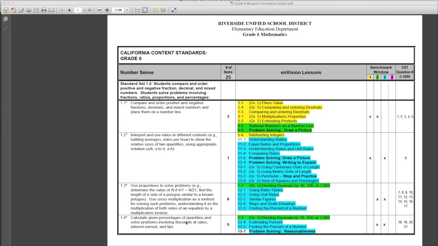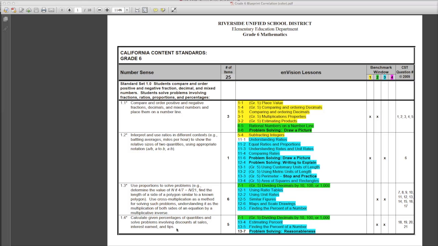It says calculate given percentages of quantities and solve problems involving discounts at sales, interest earned, and tips. Now, the actual addressing of that standard does not happen until 13.4 and on, and what's happening in 13.1, 2, 3, and 4, like I said before, is a review. You don't necessarily want to skip over those lessons. Obviously, you want to make sure that your students have a good understanding of what percent is before you get into calculating percentages. So my suggestion is you could approach this in a few different ways.